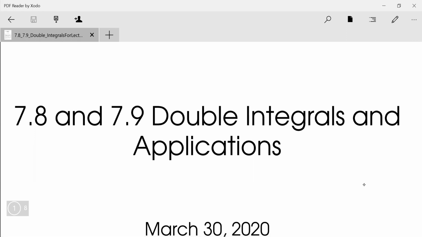Now, we already started section 7.8 about double integrals. So today we're going to quickly review 7.8 and then finish with 7.9.